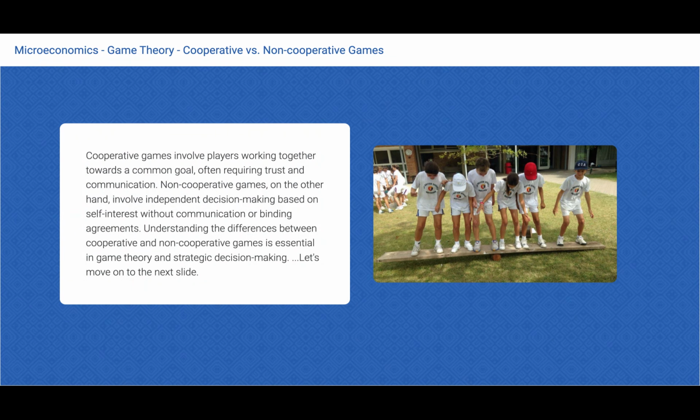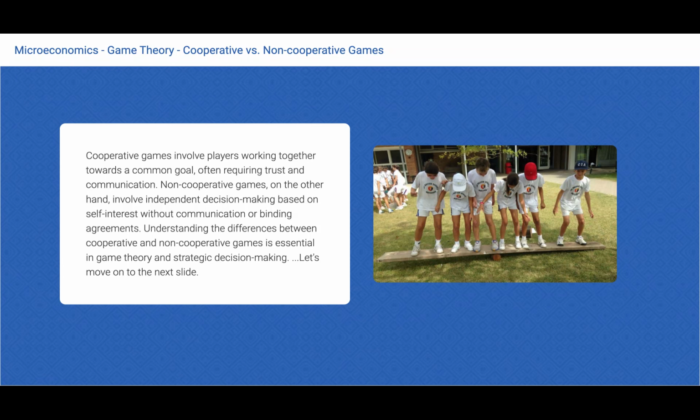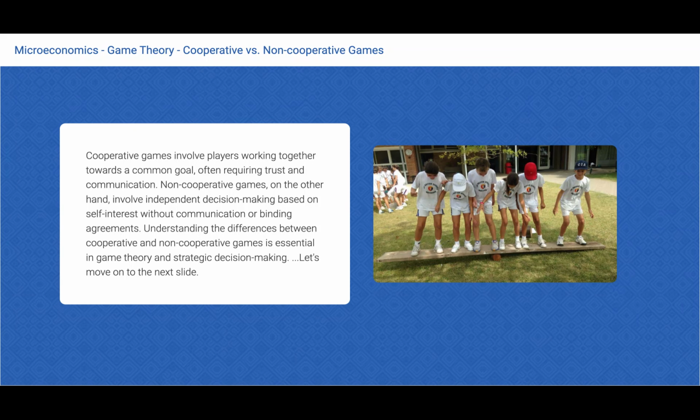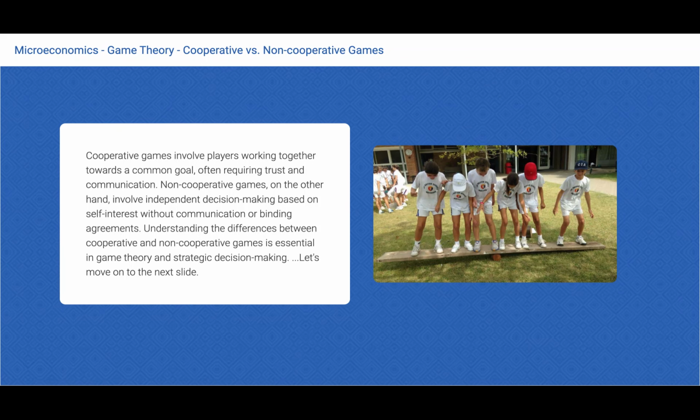Cooperative games involve players working together towards a common goal, often requiring trust and communication. Non-cooperative games, on the other hand, involve independent decision-making based on self-interest without communication or binding agreements. Understanding the differences between cooperative and non-cooperative games is essential in game theory and strategic decision-making. Let's move on to the next slide.